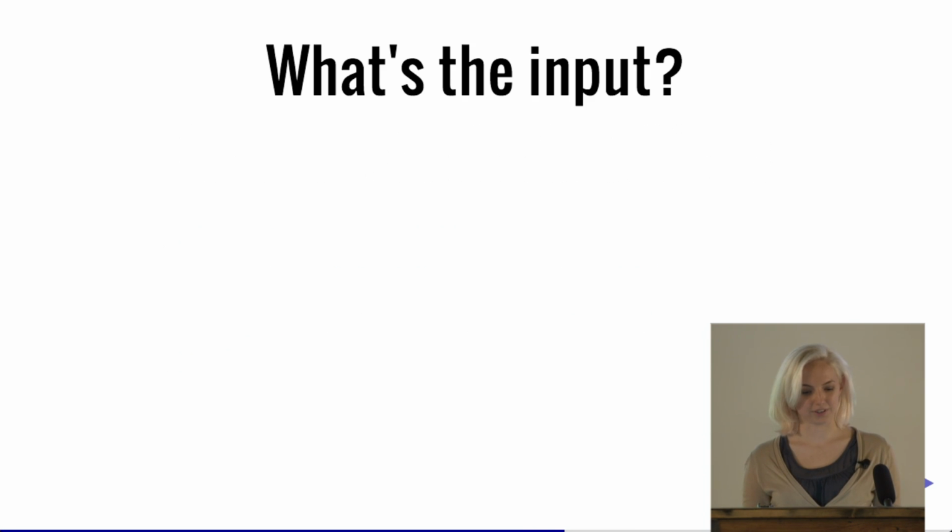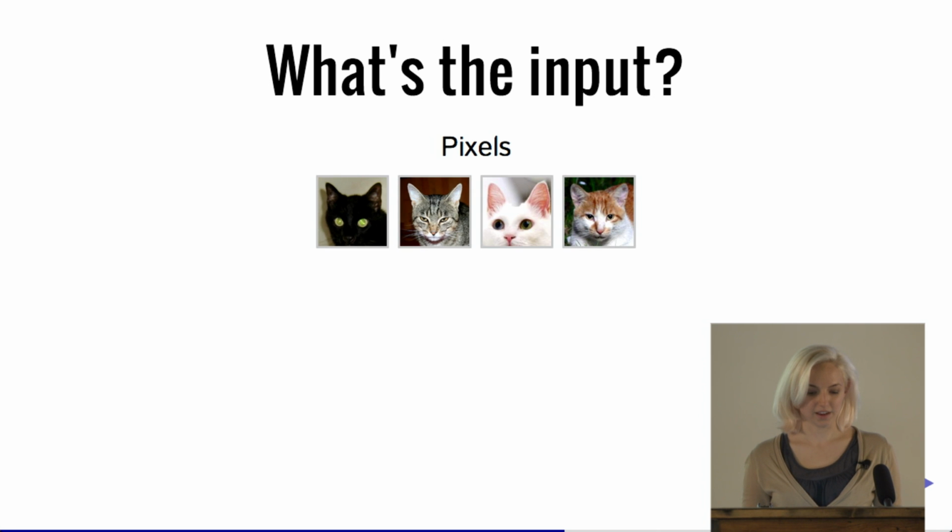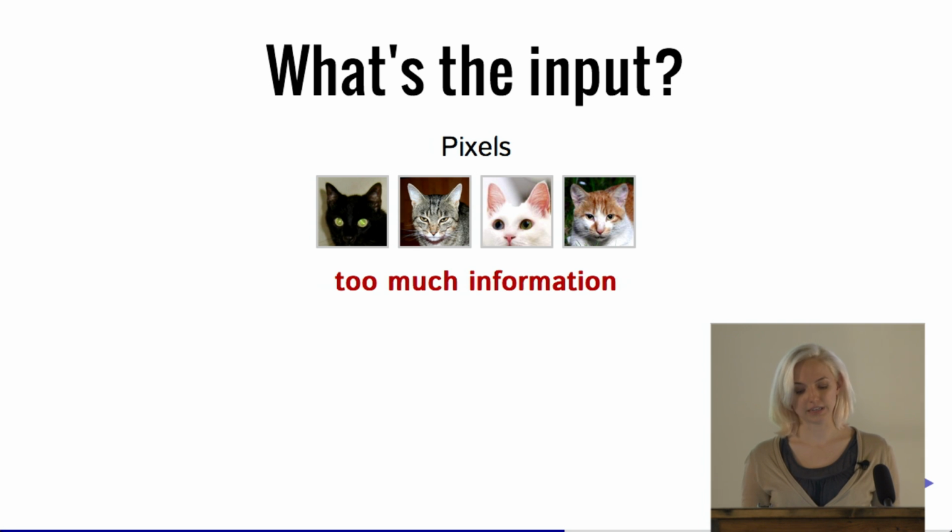So what's our input going to be? One thing we could do is just take the pixels from the image. We could take the RGB values and flatten them into an array, or we could take the grayscale intensities of each pixel. In both those cases, we're going to end up with a ton of information. Not all of it's relevant, and there's going to be a lot of noise. So we want to help out the classifier a bit. We want to give it something it can chew on more easily.